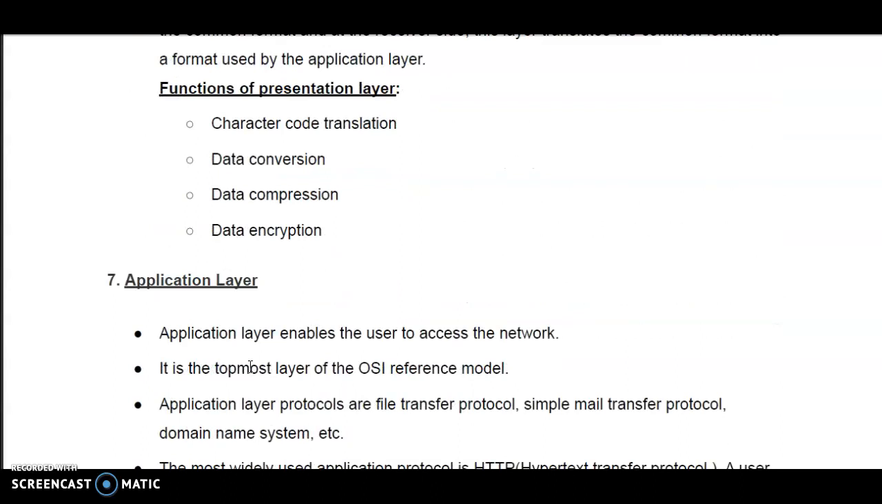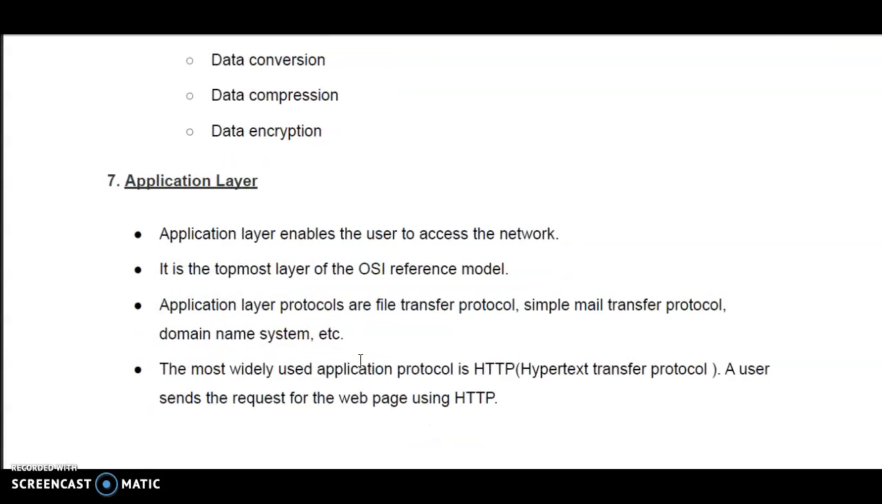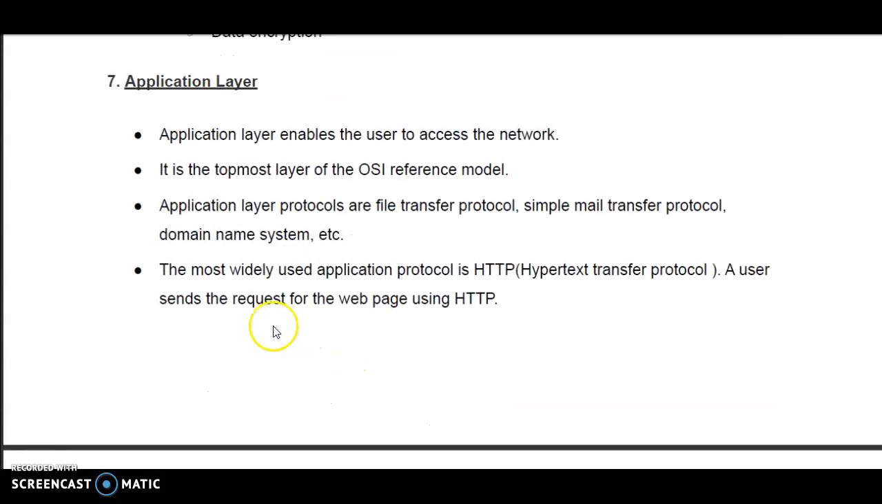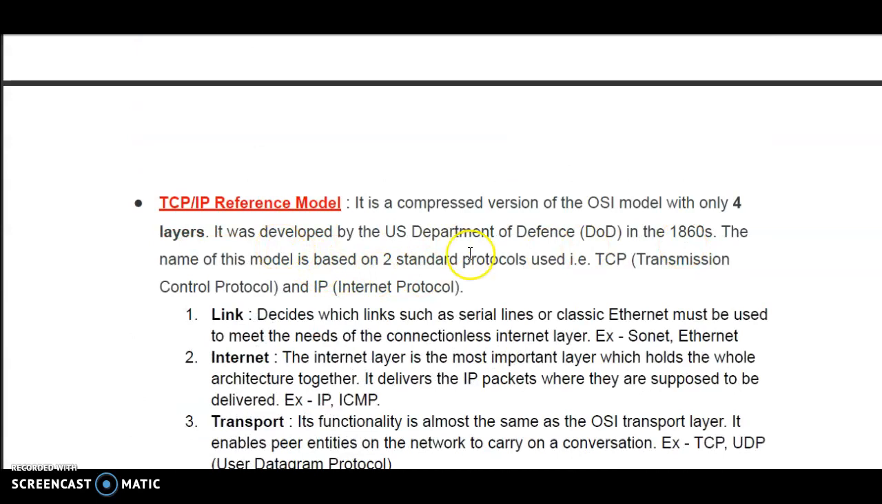Then is the application layer, which enables the user to access the network, so it is the topmost layer of the OSI model. The most widely used application protocol is HTTP, where a user sends a request for a web page using HTTP. Then is the TCP reference model.